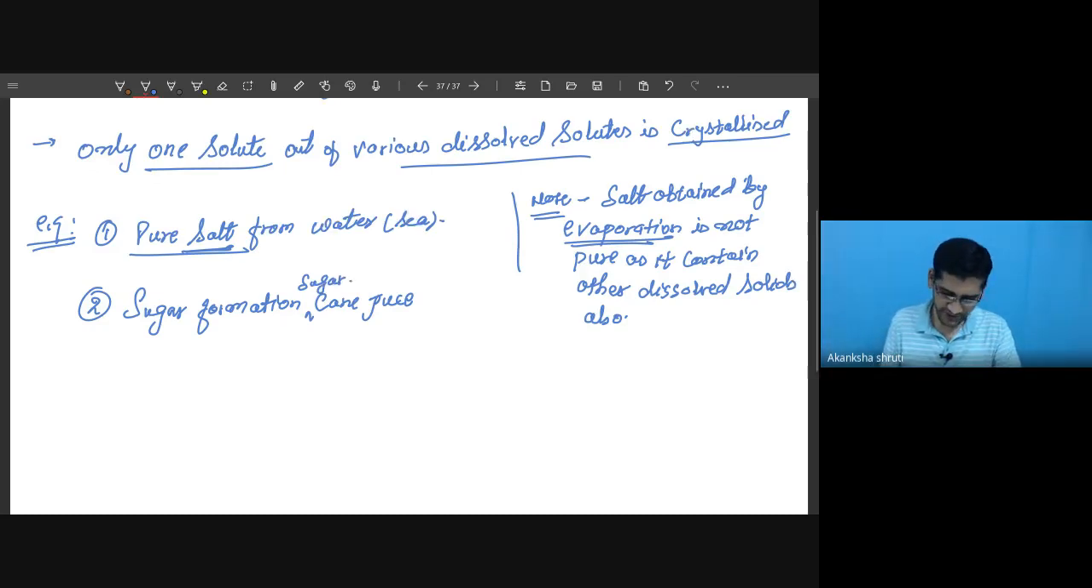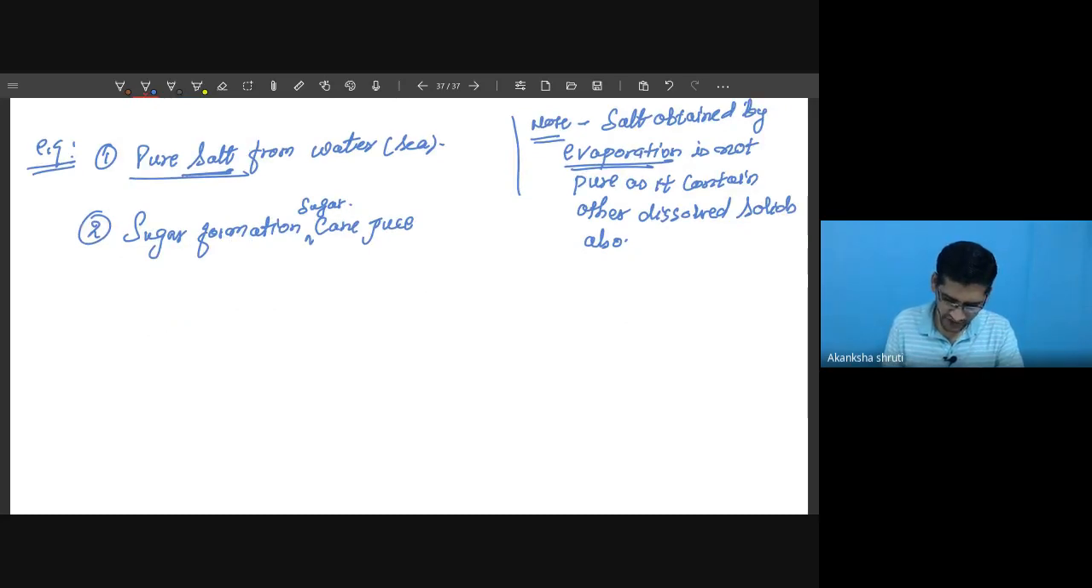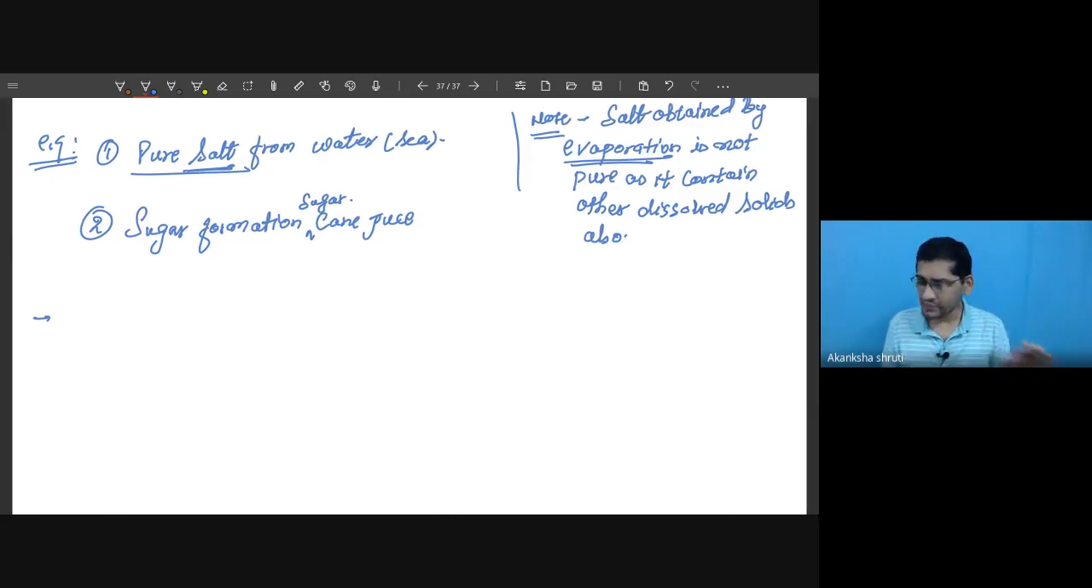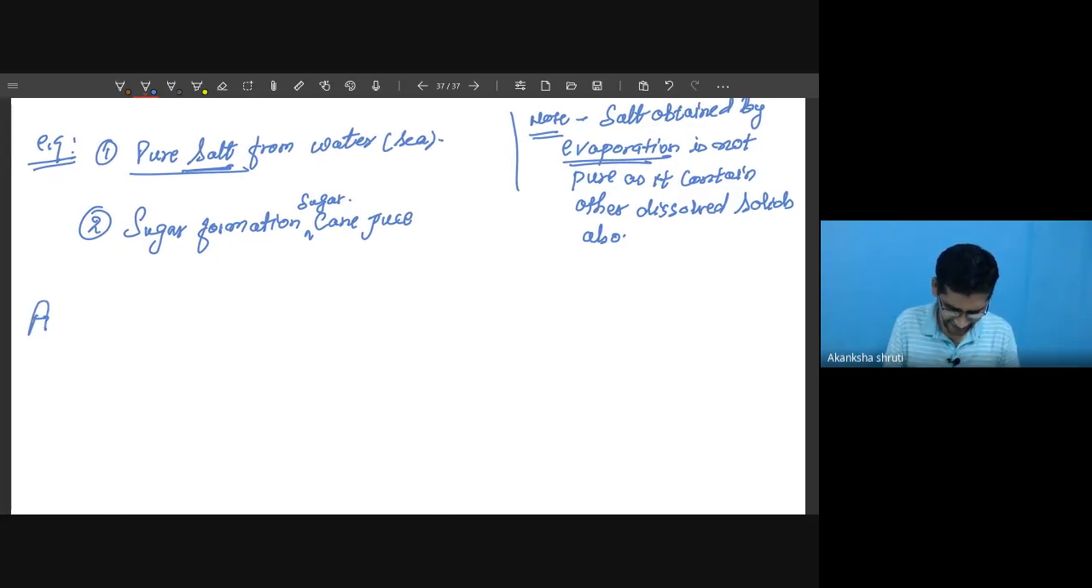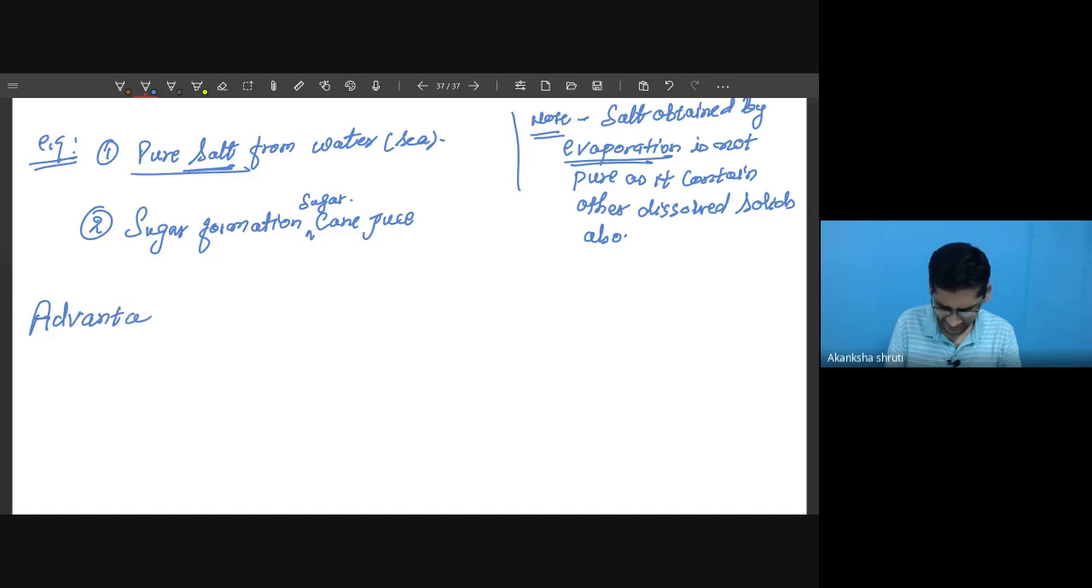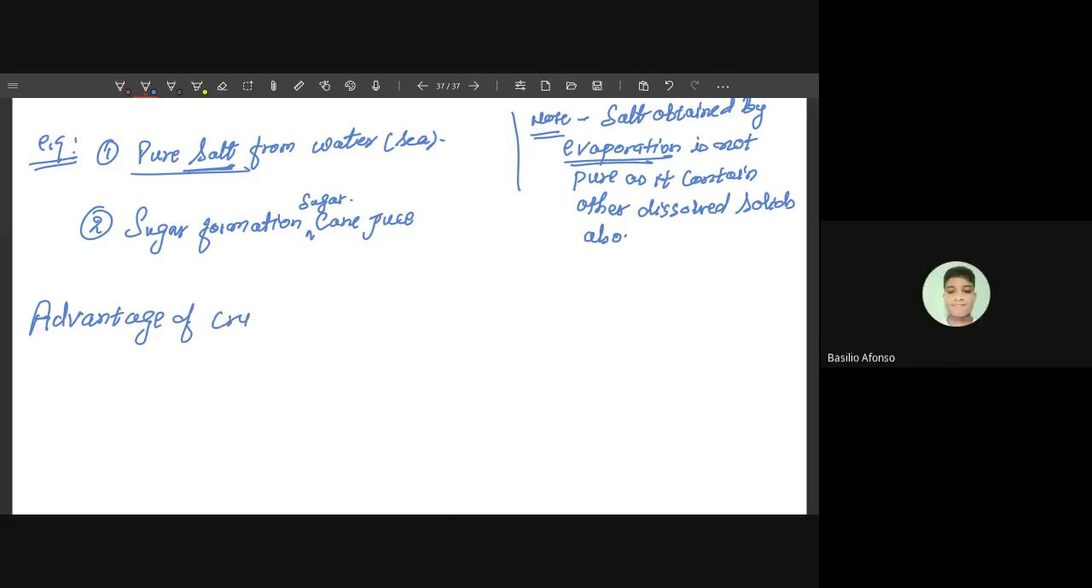So these are the important things. Write a note here: the salt or the crystal obtained is pure. What is the advantage? This is asked. Advantage of this crystallization, sugar crystal.